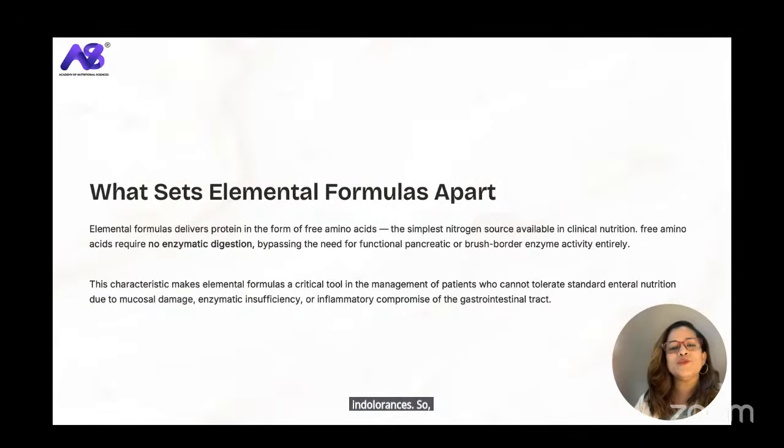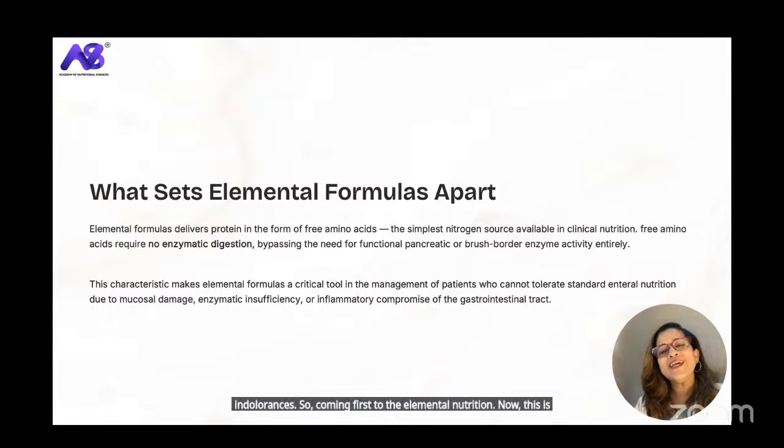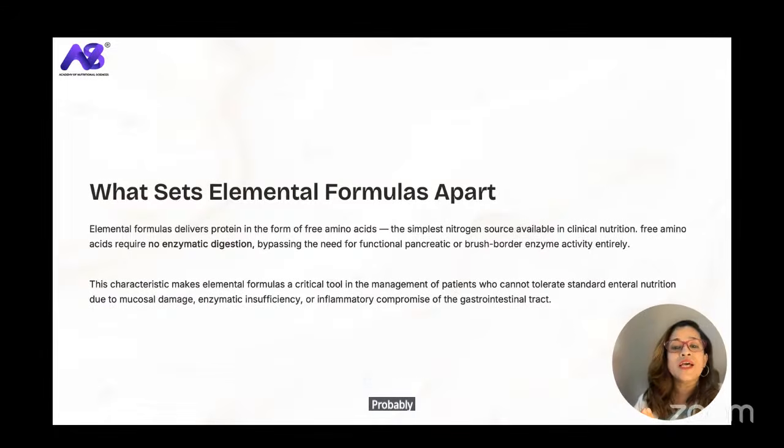Coming first to elemental nutrition. This is designed for patients with probably a severe gastrointestinal issue, or a critically ill patient, or one with a complex metabolic need. The elemental formulas deliver proteins in the form of free amino acids or smaller broken peptides, so that they are able to consume the simplest nitrogen sources available. Free amino acids require no enzymatic digestion. They bypass the functional pancreatic or brush border enzyme activity entirely.